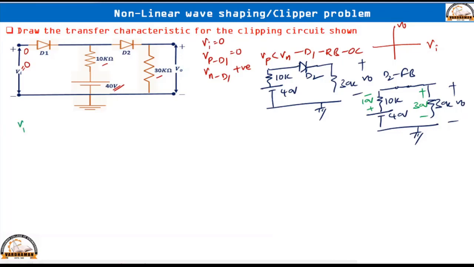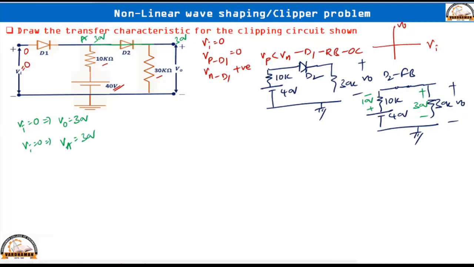When Vi is equal to 0, whatever we have done till now, we have observed that the output is equal to 30 volts. Diode D2 is already short circuited, so this is the same node, that means up to here 30 volts is there. So when you make Vi 0, output is equal to 30 volts, and if we call this node A, we can tell the output voltage is 30 volts, or when the input is equal to 30, we can tell VA is equal to 30.